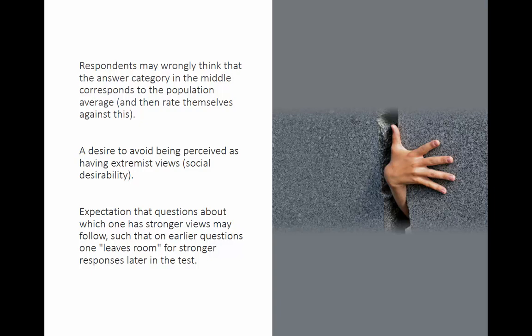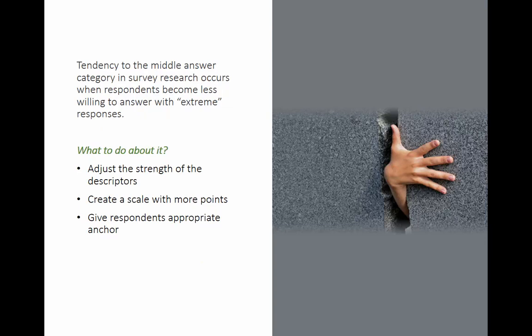Second thing that can happen is that when you have a lot of questions, people get tired to go to the extreme. It just really takes more time to go to the other ends, right? So they just stay in the middle. It's a particular problem when you have a matrix of questions. And the third one is that people might have expectations about additional questions that come later on, and so they want to leave room for other things. So what can you do about it? Well, we can create scales with more points, we can give respondents appropriate anchors, and so on.